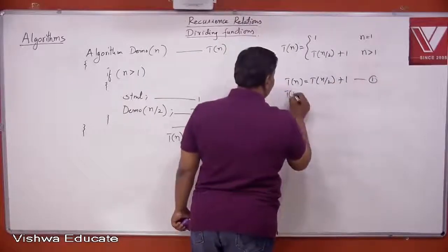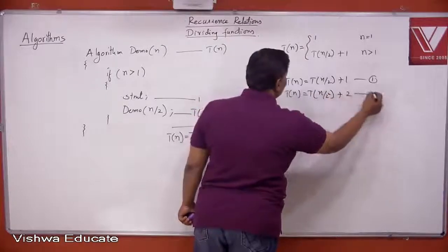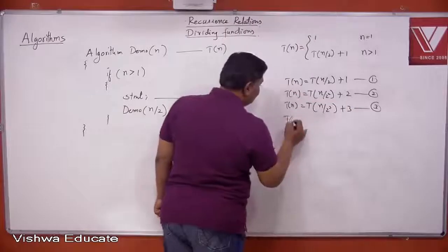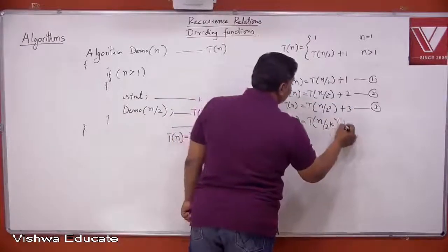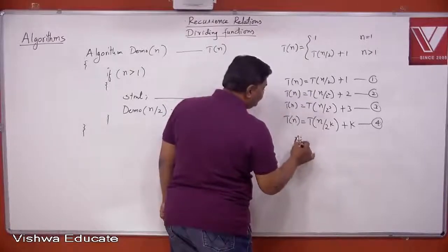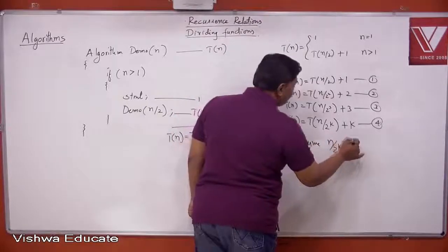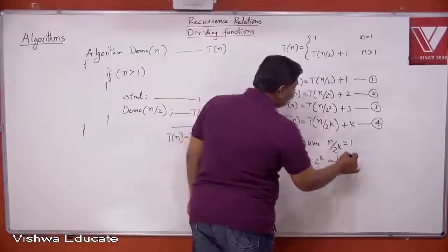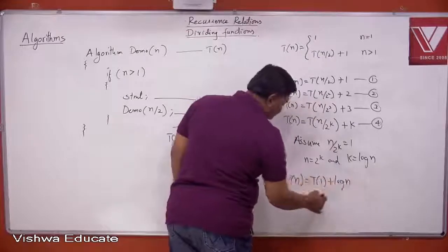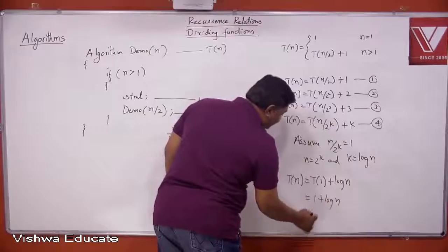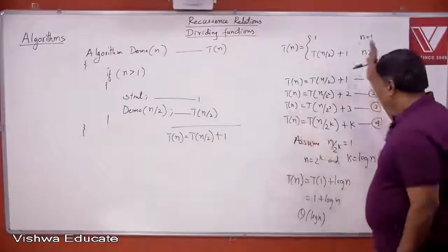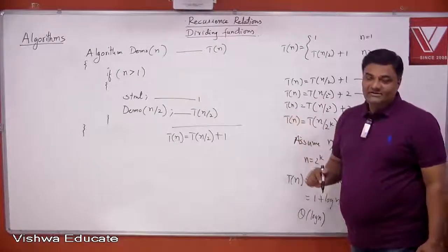Tn is equal to Tn by 2 plus 1. This was the first one. Then Tn is equal to Tn by 2 square plus 2. This was the second one. Then Tn is equal to Tn by 2 cube plus 3, the third one. Then Tn is equal to Tn by 2 power k plus k, the fourth one. Then we assume that n by 2 power k is equal to 1. Then n is equal to 2 power k and k is equal to log n. So we got Tn is equal to T1 plus log n, which is 1 plus log n, and the answer is theta of log n. We have already solved this. So quickly you can take this. I solved it again by skipping all the steps, so that for the rest of them I can show you by skipping all the steps.